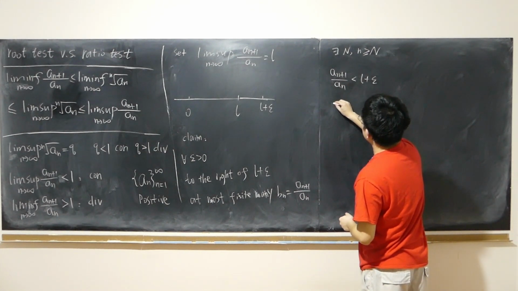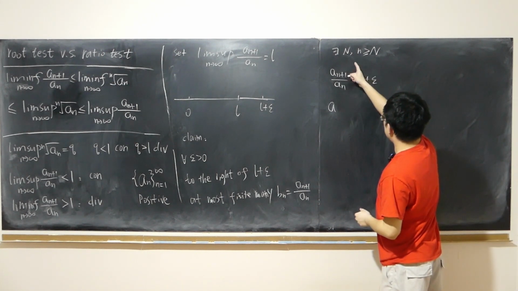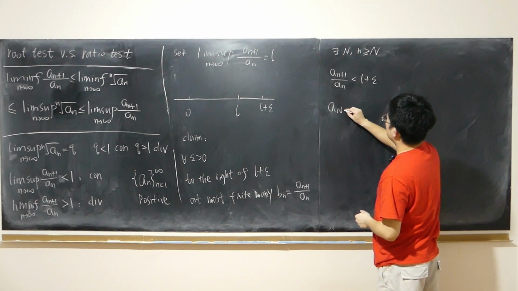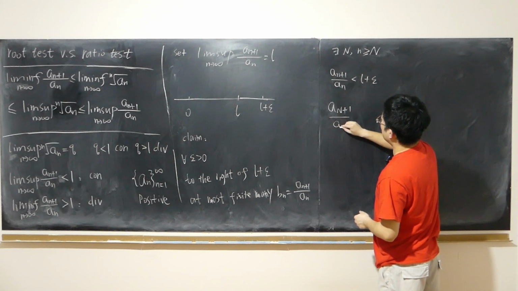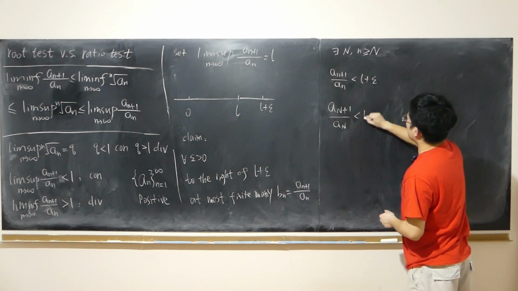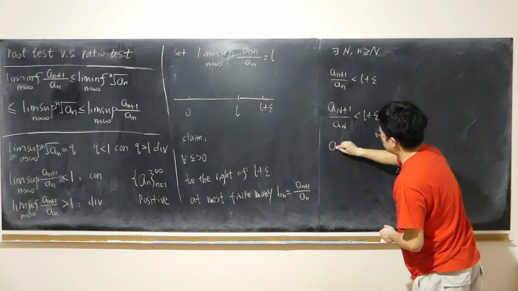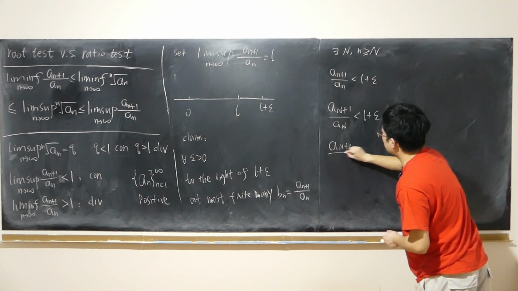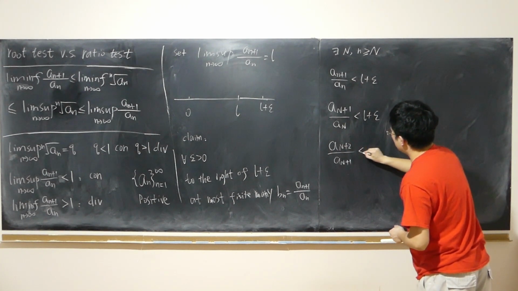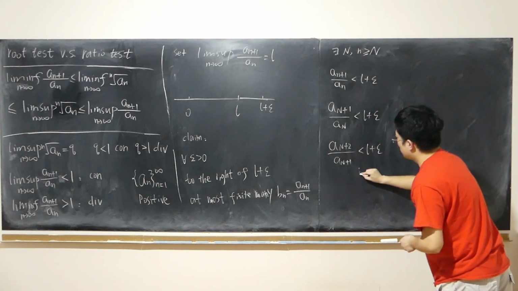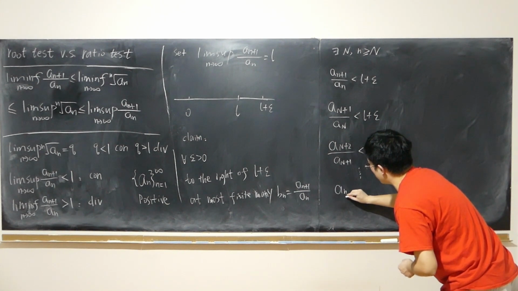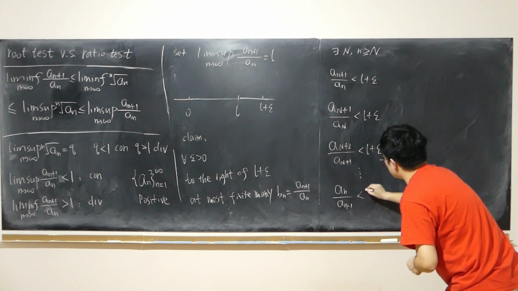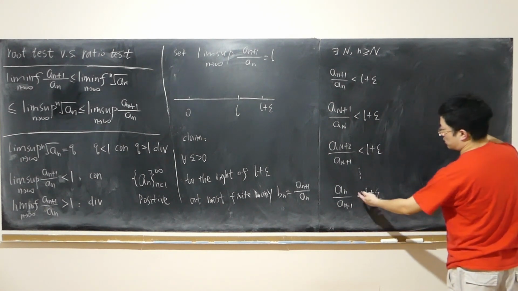According to this logic, after a certain fixed capital N, we say a_{N+1} over a_N is less than L plus epsilon, and next a_{N+2} over a_{N+1} is less than L plus epsilon, and so on and so forth, up to a_n over a_{n-1} is less than L plus epsilon. Right now I just fix small n.